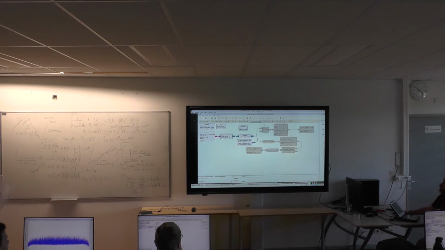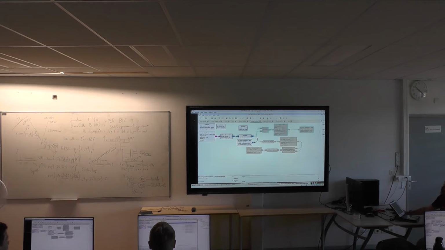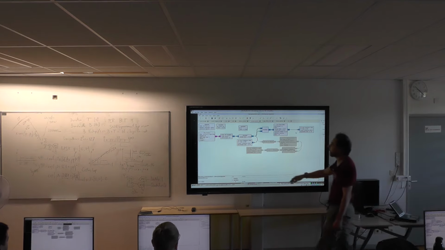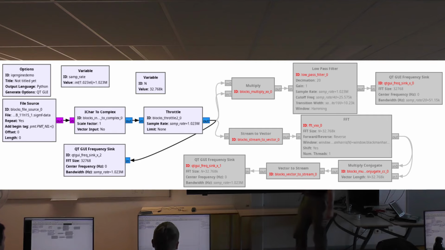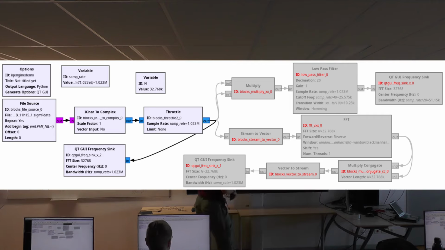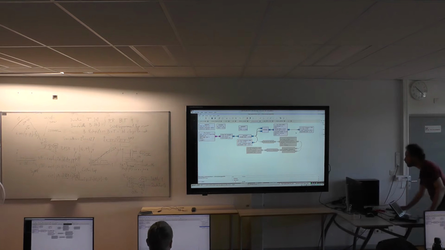So let's square. When you have gray blocks, it means they're commented out. You can uncomment by plugging in the blocks. These are the two icons that allow you to unplug or plug, so commenting or uncommenting. What you do here is you take the data from the GPS signal, you multiply by yourself, so you square. We get rid of the sides of the spectrum, so we low pass filter, and we look at the frequency sink. So we take the Fourier transform.